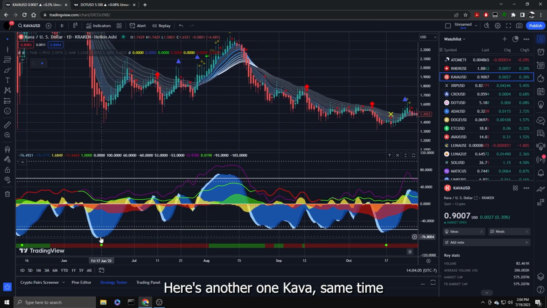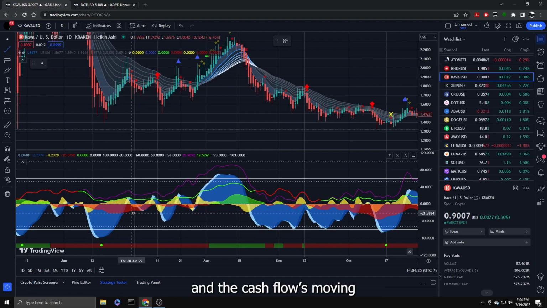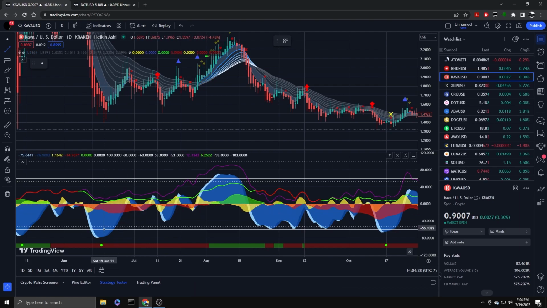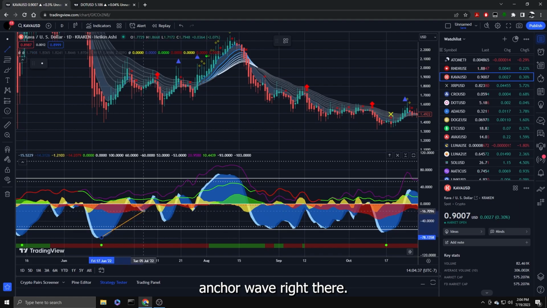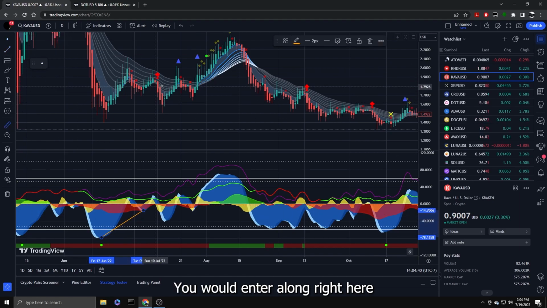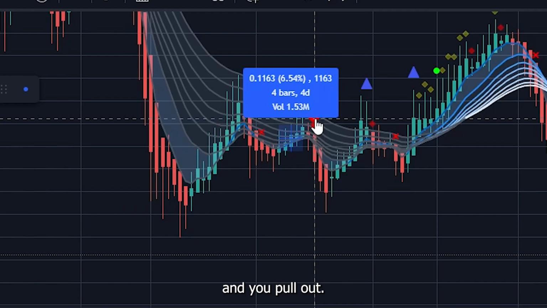Couple of good opportunities here. Here's another one. Kava, same time. We have our anchor wave and a follow-up trigger wave. And the cash flow is moving in a smooth direction. So you would enter right here. For visual reference, we even have a green dot. This is a deep, deep anchor wave. Right there. You would enter along right here. And then you take yourself 6% profit, 6.5% profit in 4 days. But then you run into a blood diamond and you pull out. Easy little scalp trade, spot, no big deal.